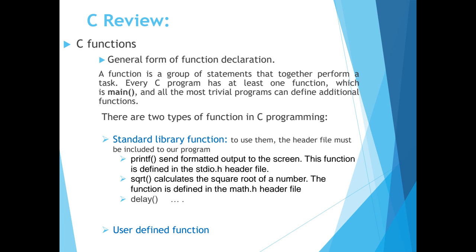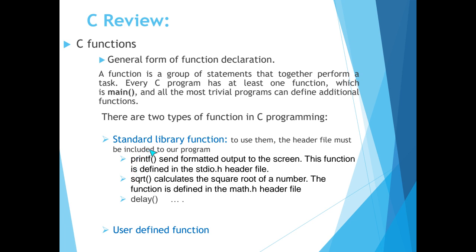There are two types of function in C programming: standard library functions and user-defined functions. About standard library functions, to use these kinds of functions, the header files must be included in our program. However, as I remember, I talked about header files in previous sessions. And the different types of standard library functions are given here.